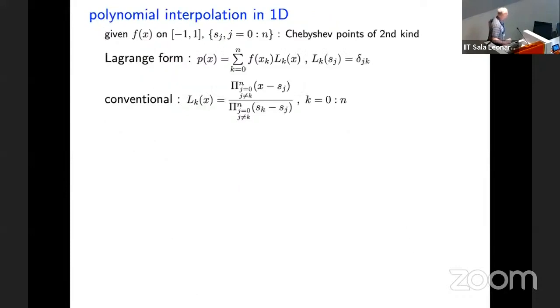So just to review, if you ever took a basic class in numerical methods, you probably learned about polynomial interpolation in 1D. If you're given a function f of x on an interval, and we're going to choose Chebyshev points, Sj, those cluster near the endpoints of the interval. So the Lagrange form of the interpolating polynomial is here. So you take the function evaluated at, oh, this should have been an Sj over here. And then these Lk of x, these are the Lagrange interpolating polynomials, and they have this property.